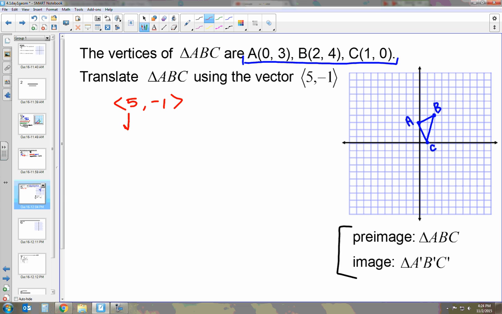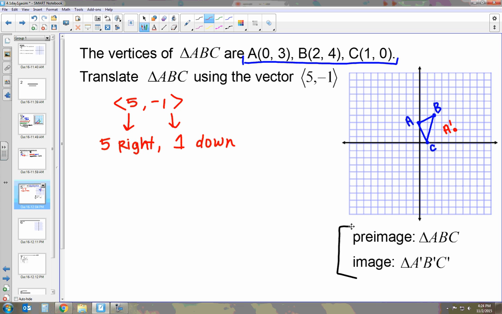Which means we're going to move this 5 units to the right, then 1 unit down. Okay, so from the point A, I'm going to count 5 units right, 1, 2, 3, 4, 5, and then 1 down. And that is our A prime. That is our image, the new one.